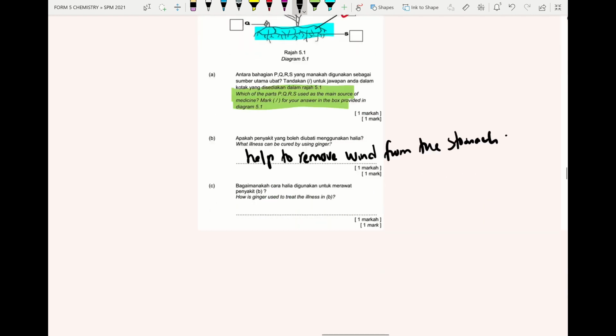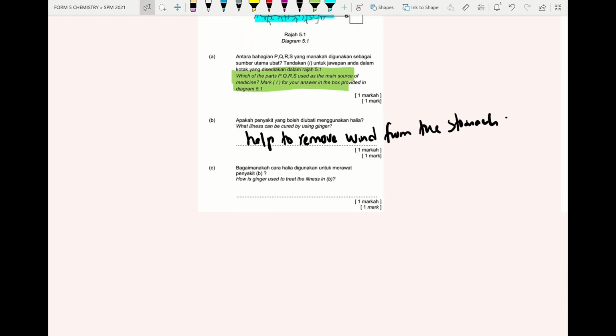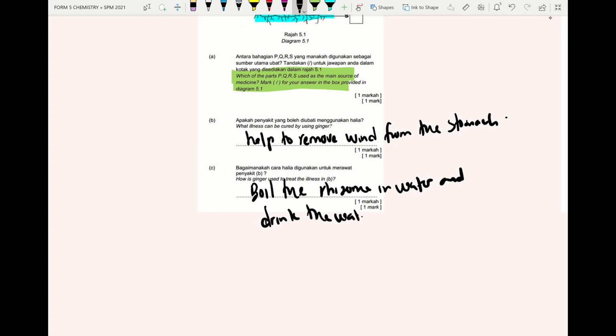All right, and how is ginger used to treat the illness? We boil the rhizome in water and drink the water to remove the stomach wind.